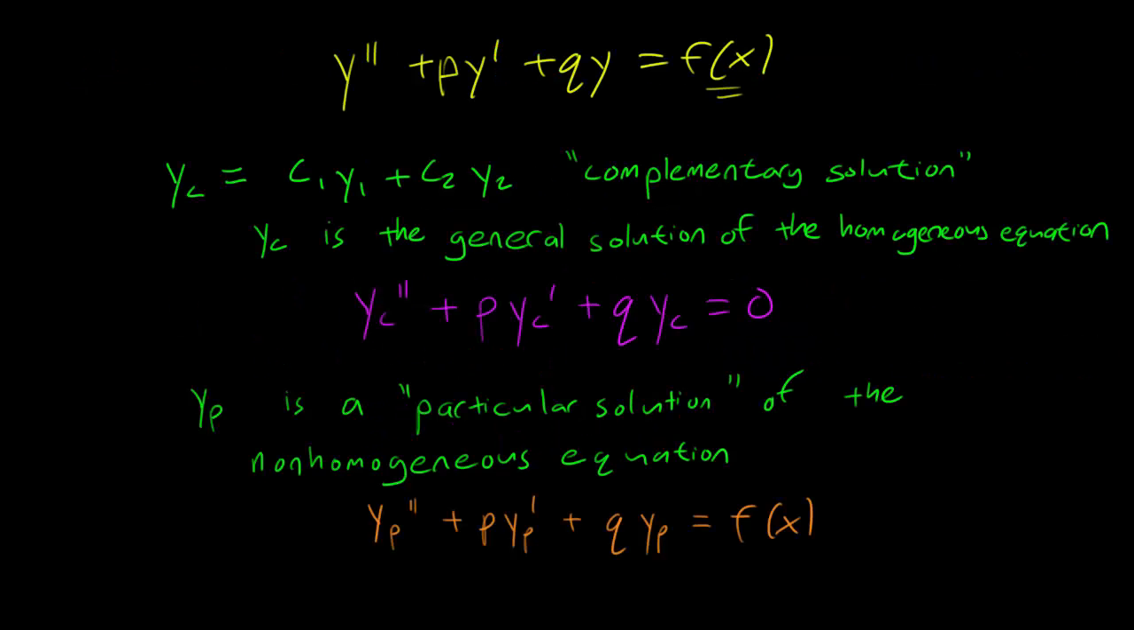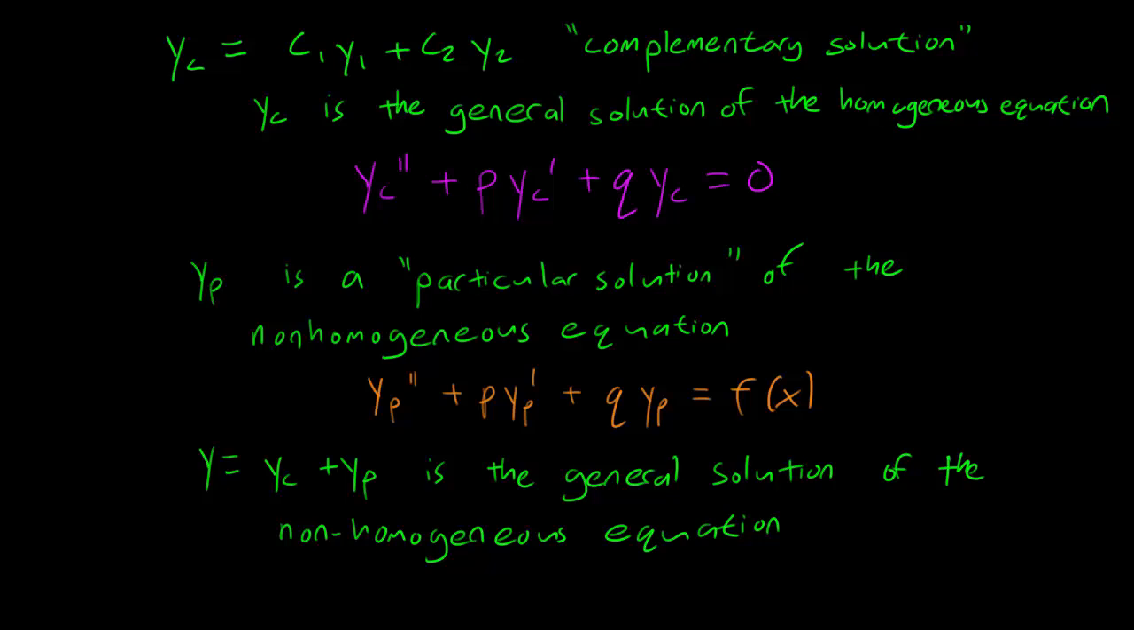We also have to consider yp, which is a particular solution of the non-homogeneous equation. So this is just a single function, there's no constants in it. And we have yp double prime plus p yp prime plus q yp equals f(x). So this is just a single solution.